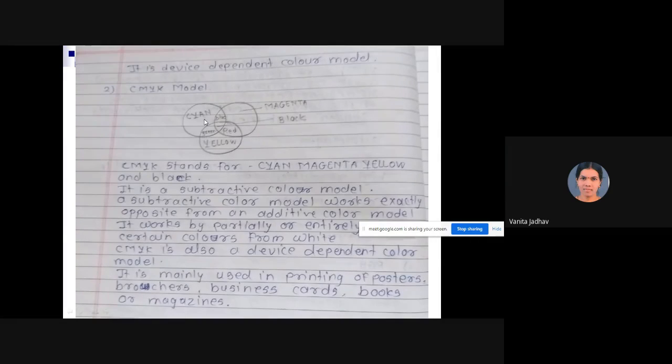So actually the basic colors are cyan, and you can pronounce it according to your own preference, san or cyan. So cyan, magenta, and yellow, these are the three basic colors. And if we combine these three colors, we are getting the fourth color as a black color. If we are mixing these colors, we are getting somewhat blackish color.